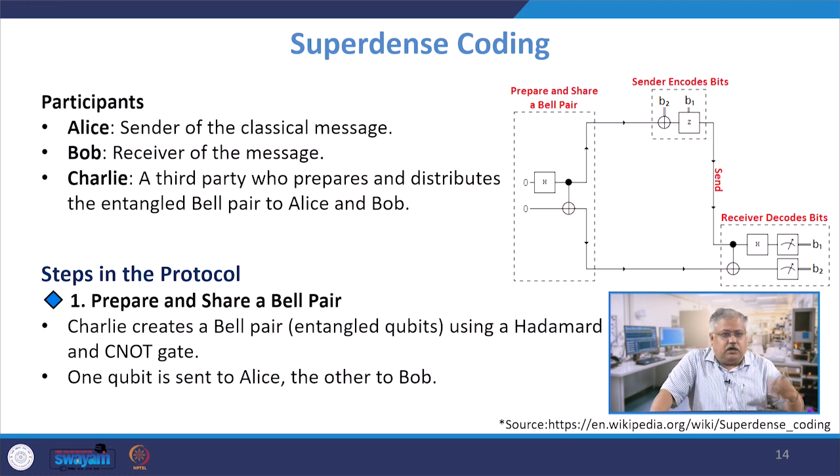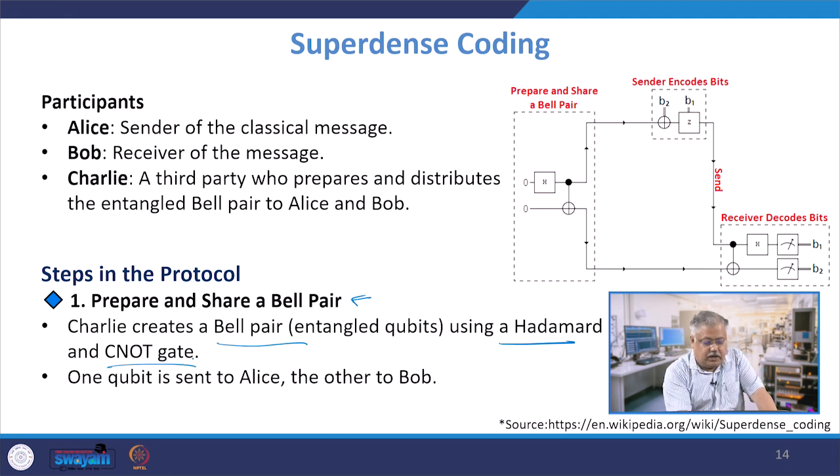Now let us say a third party comes into the picture, and we name him Charlie. The third party prepares and distributes the entangled Bell pair to both Alice and Bob. In the first step, which is to prepare and share a Bell pair, Charlie creates a Bell pair using a Hadamard and CNOT gate, which we have already discussed in our earlier slides. One qubit is sent to Alice and the other to Bob. Once you generate an entangled pair, you send one to Alice and one to Bob, so each state is known a priori to both of them.